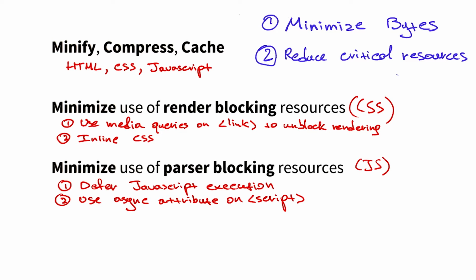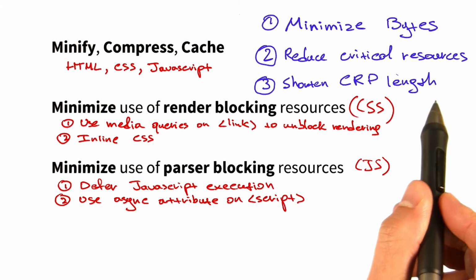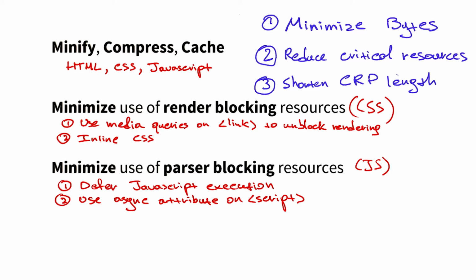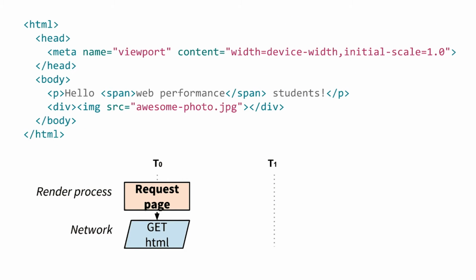What's the third bucket? I don't see anything left here. Right. The last one is to shorten the critical rendering path length. Wait, what do you mean by length? Good question. Let's work through some hands-on examples. Let's construct the critical rendering path for our Hello World page here.